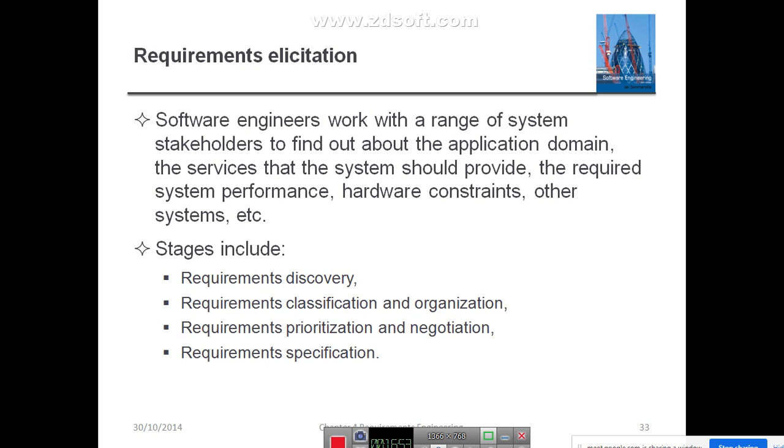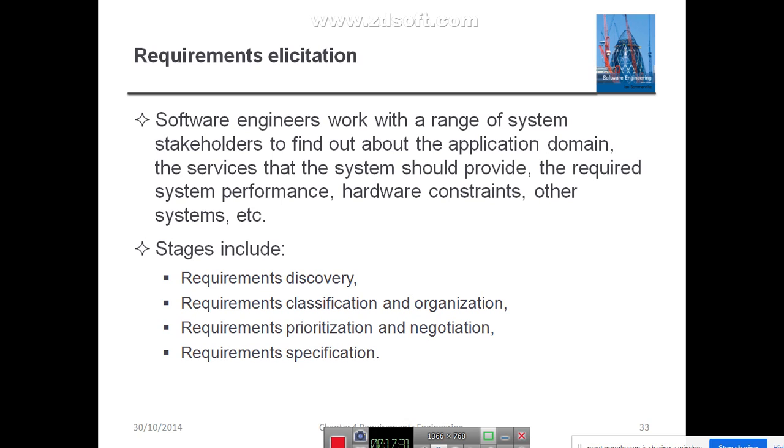As already told, requirement elicitation involves the technical staff who work with the customer so that they can find out which application domains are needed to develop that particular system, and what different kinds of services that system needs to provide, along with the constraints on the system's operation. All of this will be identified by the software engineer, or the technical staff, who is working with the system stakeholders.